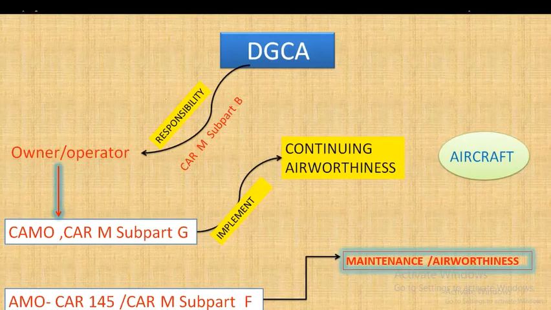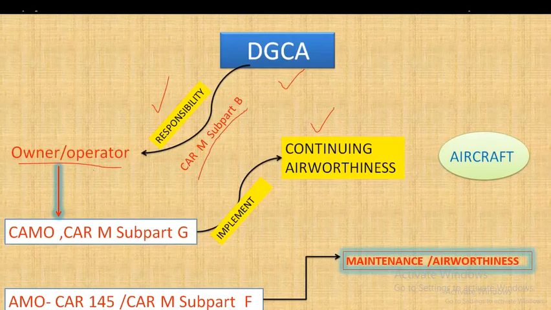Here I prepared something for you. DGCA mentions the responsibility of continuing airworthiness for the owner or operator in CAR subpart B. That's why, to comply with those responsibilities mentioned in CAR subpart B, the operator takes the CAR subpart G KMO approval, and the operator takes the maintenance organization approval as per CAR 145 or CAR subpart F.